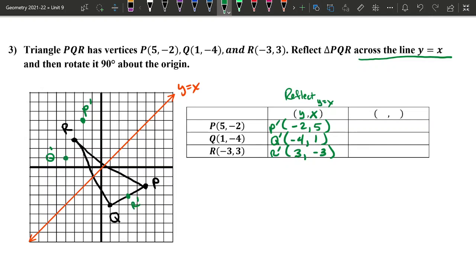So if I connect the dots for my triangle, I can see that it does look like a reflection across the line. So point Q and Q prime look to be the same distance to the orange line. P prime and P look to be the same distance. And R and R prime are the same distance.